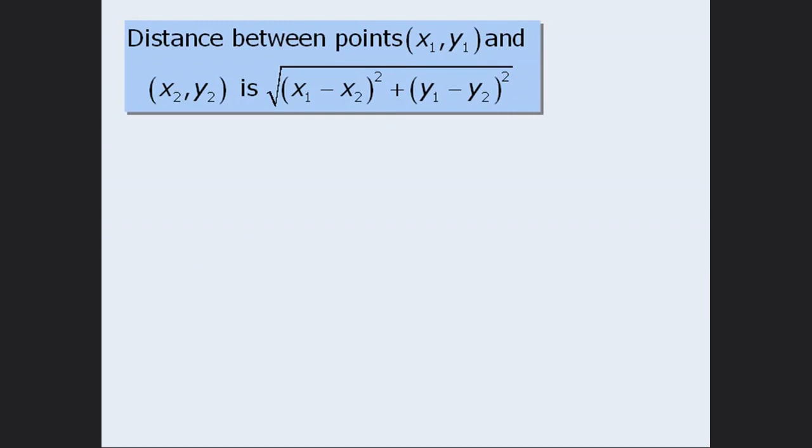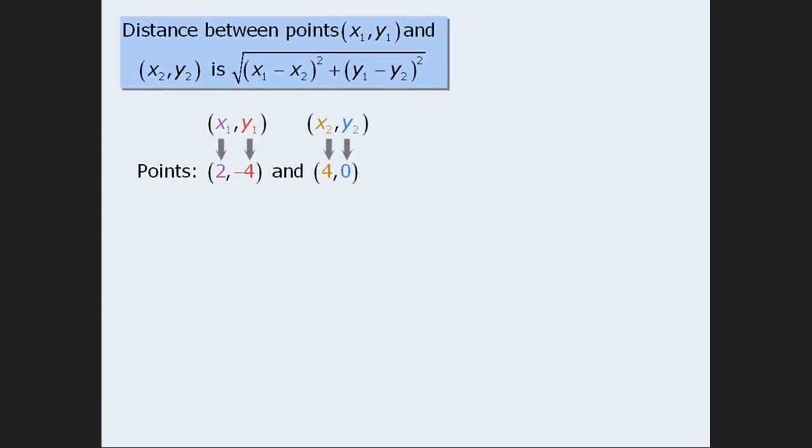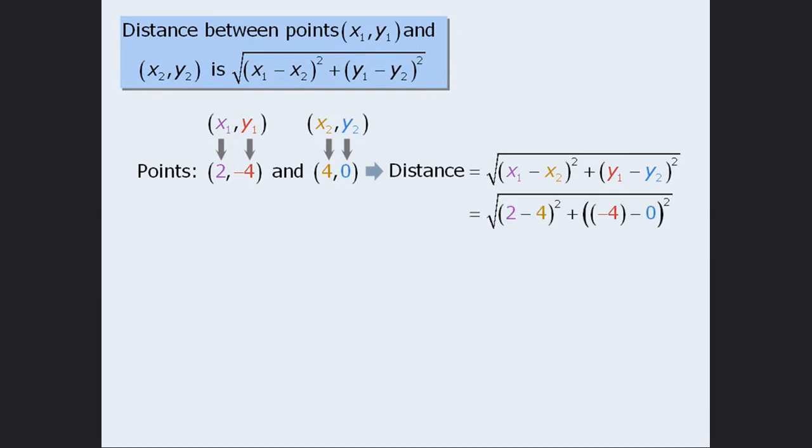To use this formula, we simply plug in the x and y coordinates of the 2 points. So, for example, to find the distance between the points (2, -4) and (4, 0), we will first let the coordinates 2 and -4 be equal to x-coordinate 1 and y-coordinate 1. Then we'll let the coordinates 4 and 0 be equal to x-coordinate 2 and y-coordinate 2.